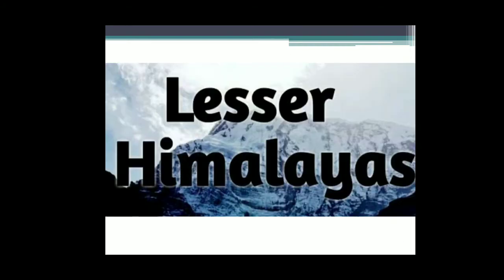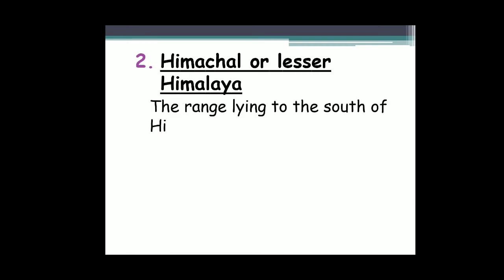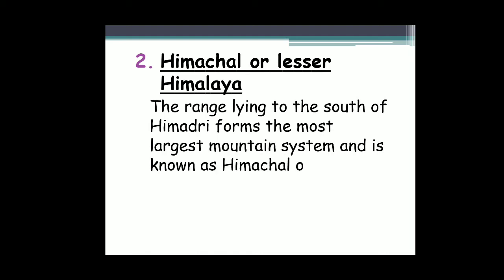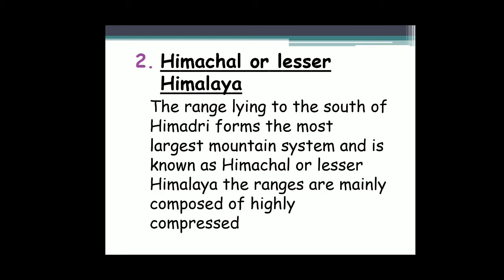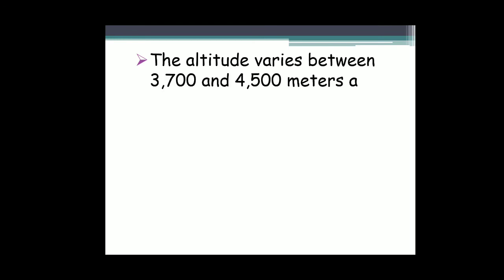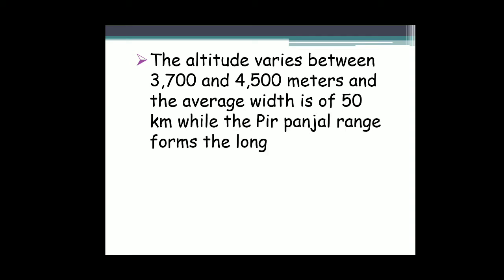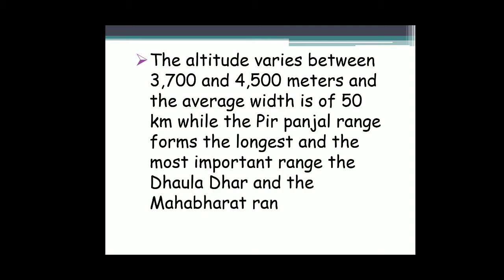Now the features of the Lesser Himalaya or Himachal. The range lying to the south of Himadri forms the largest mountain system and is known as Himachal or Lesser Himalaya. The ranges are mainly composed of highly compressed and altered rocks. The altitude varies between 3,700 to 4,500 meters and the average width is 50 km, while the Pir Panjal range forms the longest and the most important range. The Dhauladhar and Mahabharat ranges are also prominent ones.